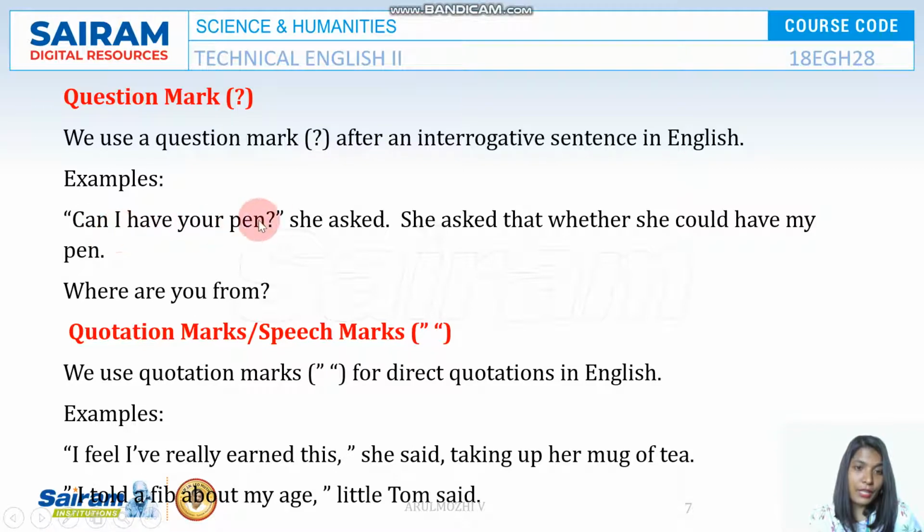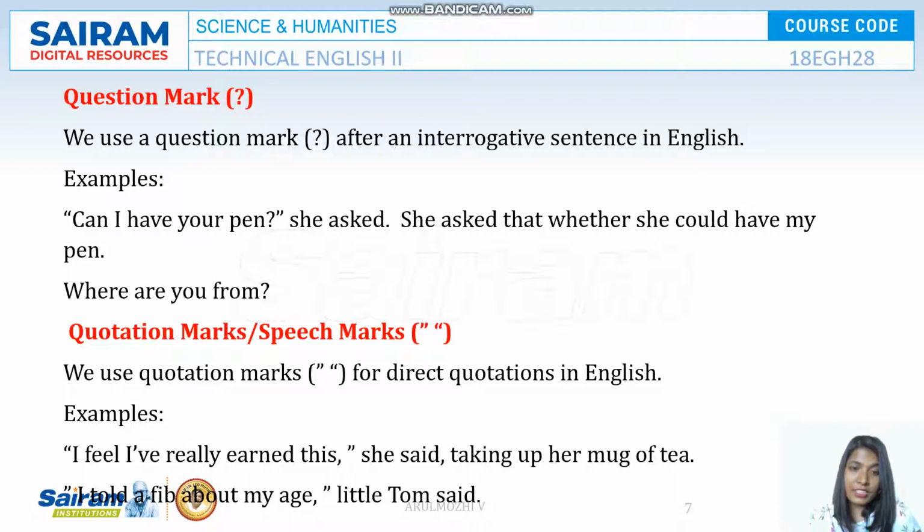Okay, but you can have a question mark when you quote the exact question somebody said. At that time, you can have a question mark inside a sentence. Take for example, "Can I have your pen?" she asked. It is direct speech. We have a question mark inside it.